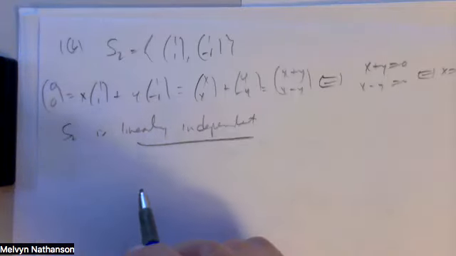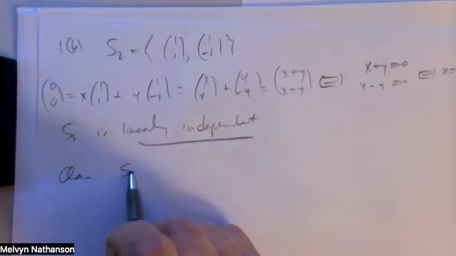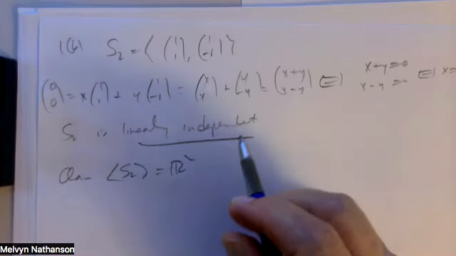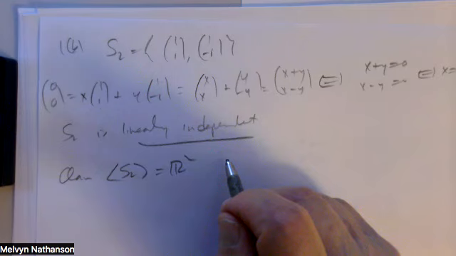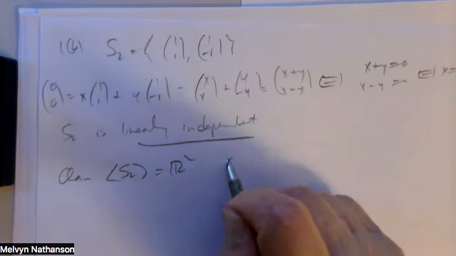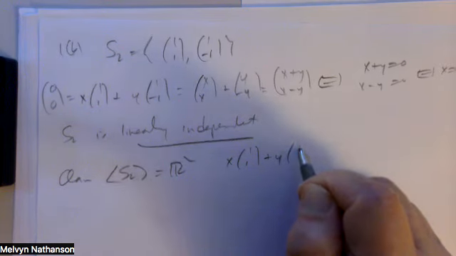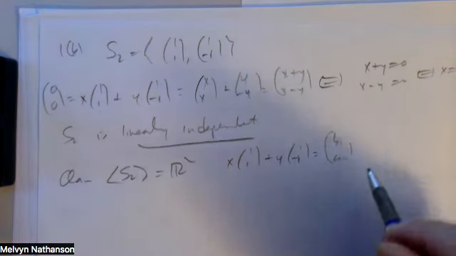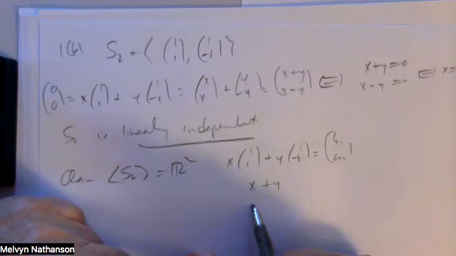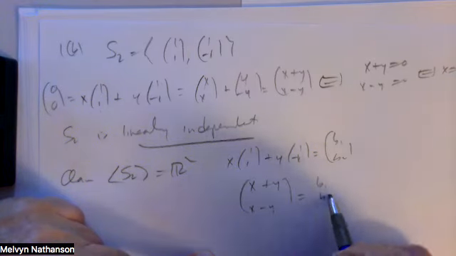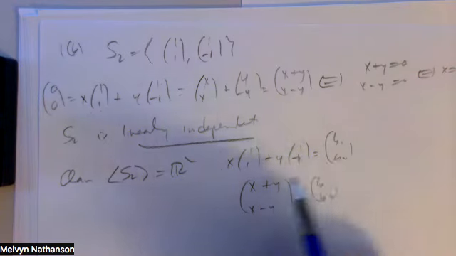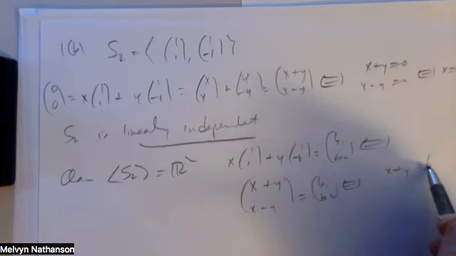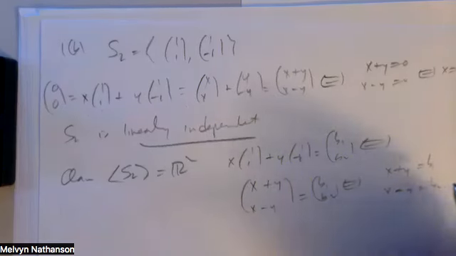Now, what do they generate? Well, I claim the subspace generated by S2 is all of R2. In other words, I claim that for any vector (b1, b2), the equation x(1, 1) + y(1, -1) = (b1, b2) is solvable. That's the same as saying (x + y, x - y) = (b1, b2) has a solution. That's the same as saying you can solve the equations x + y = b1, x - y = b2.